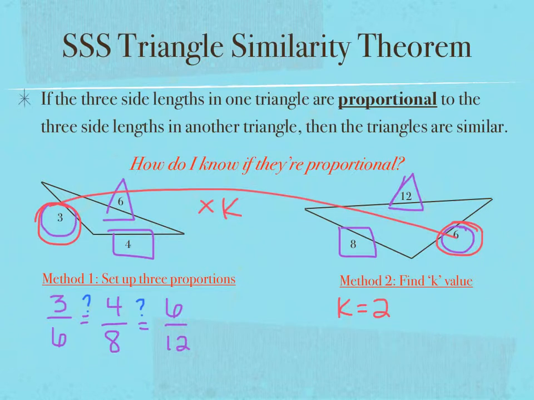So really what you want to make sure is that if you were to find a K value, it would turn all 3 of these numbers into all 3 of these numbers. Okay, that's what it means to be proportional. So when I give you 2 triangles or 2 sets of lengths and I say, tell me if these side lengths are proportional, that's what I'm asking you to do. Does that make sense? Hopefully. We'll practice that some more.